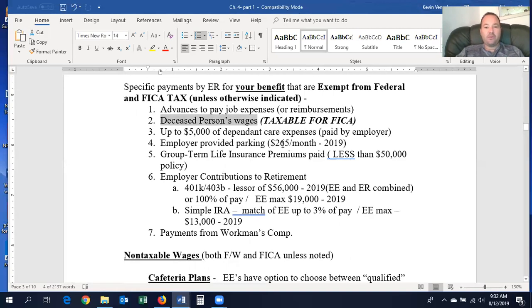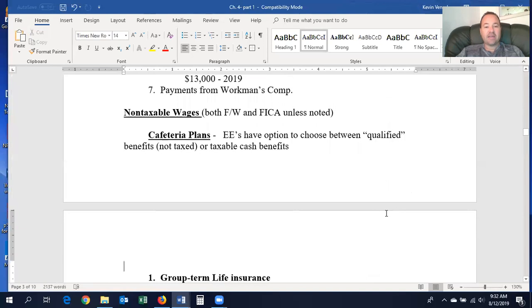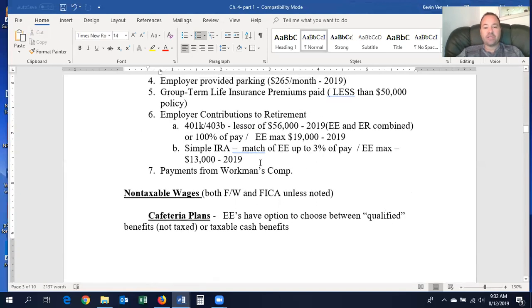Employer provided parking. If you can have free parking, it's not considered a taxable benefit for you. The employer provides group term life insurance premiums as long as the policy is less than a $50,000 policy on your behalf, then it's considered free, non-taxable. Anytime an employer puts money into your retirement account, as long as the total amount is less than this dollar figure, and it changes every year. So this dollar figure may be a little bit different in future years.